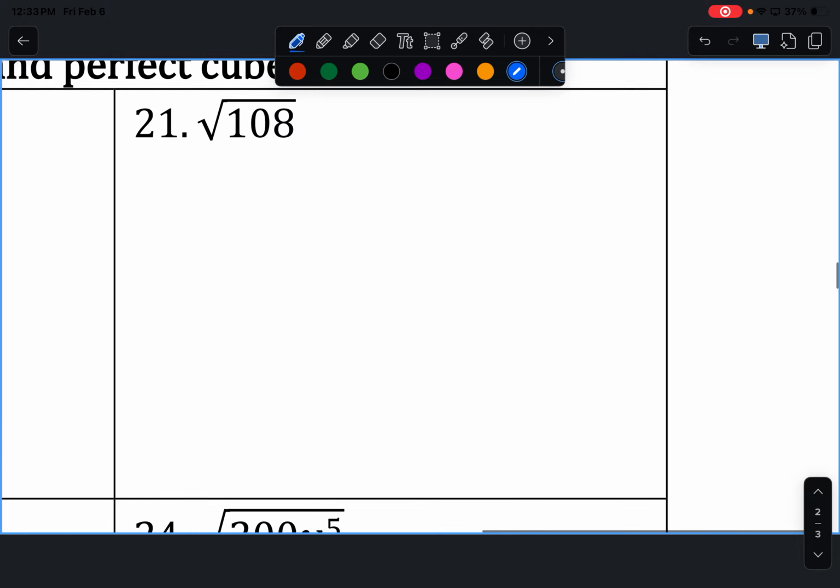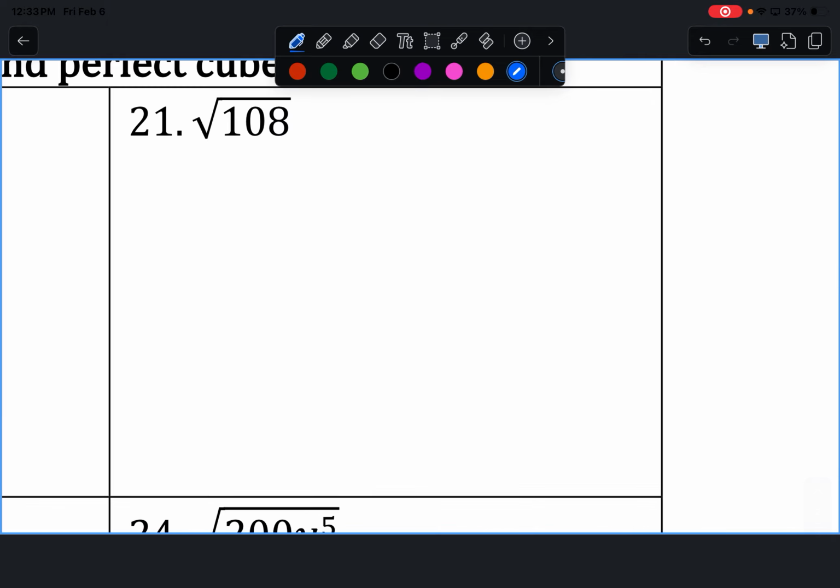421. What is the biggest perfect square that can go into 108? 36. 36 can go into it how many times? 3. Okay? So we have the square root of 36 times the square root of 3. What is the square root of 36? 6. So we have 6 times the square root of 3.